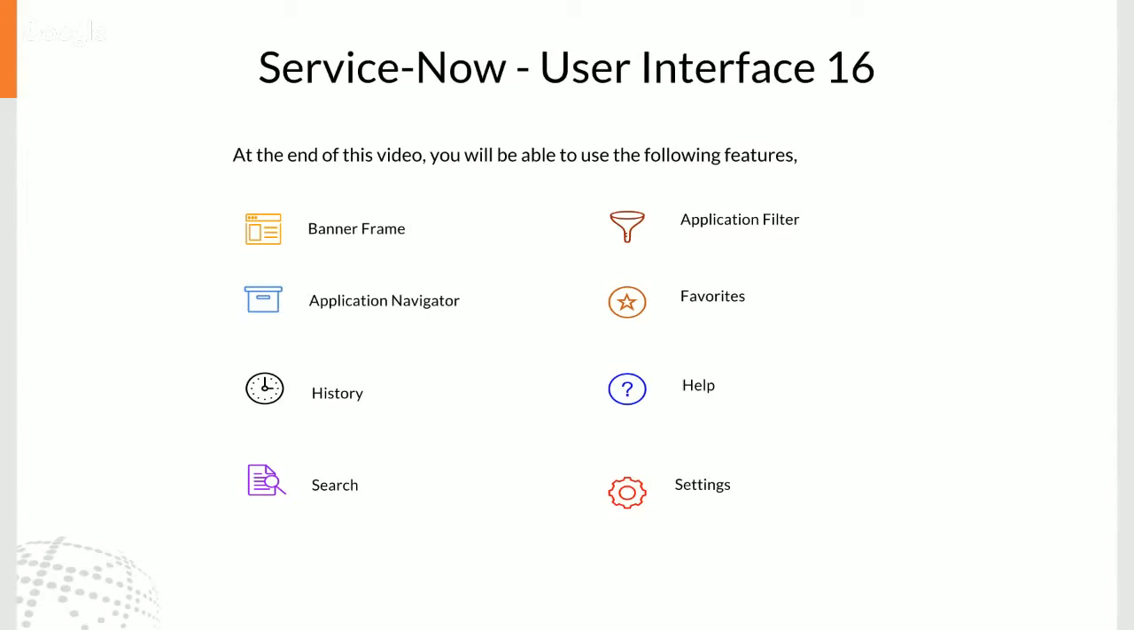I will be talking about each of the options listed here and we'll do a live demonstration to make you comfortable with all of these options. At the end of this video, you will be able to define and use all of the features listed here. Let's quickly go through the list: banner frame, application navigator, history, search, application filter, favorites, help, and settings, and some of the options that are nested within these features.